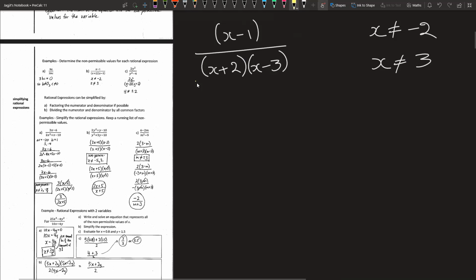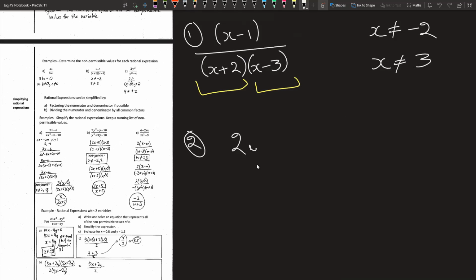You only look at your denominators, folks. You only look at your denominators and you make them equal to 0. And then you isolate the variable. Okay, quite simple. So that was my first example. Everyone, can you tell me the non-permissible value for this? Let's go. I want you guys to give me the answer. You have less than 30 seconds.